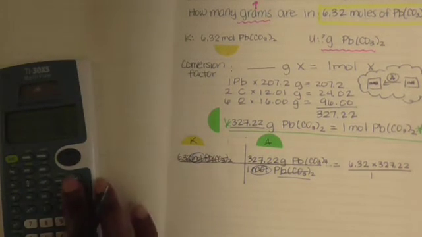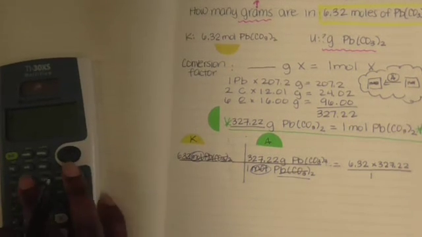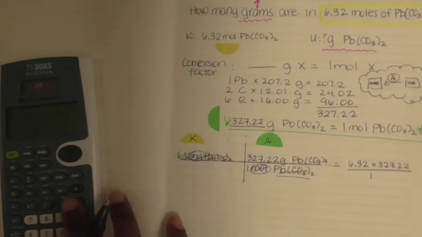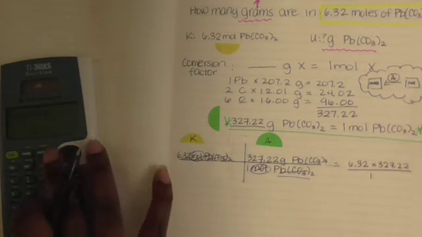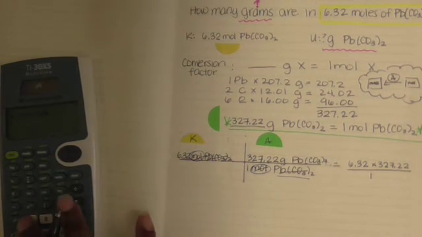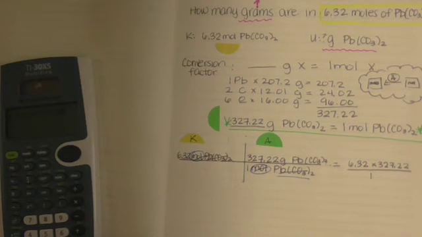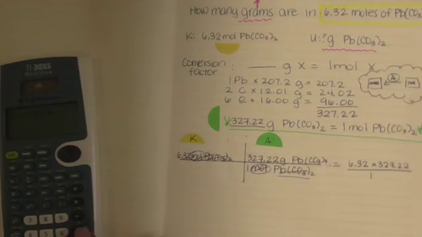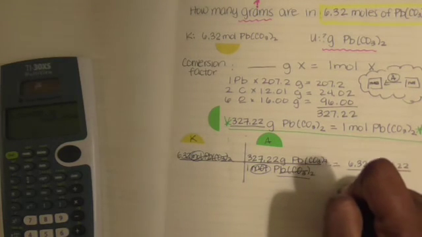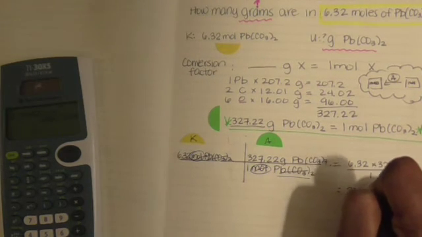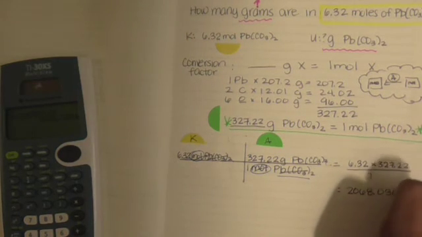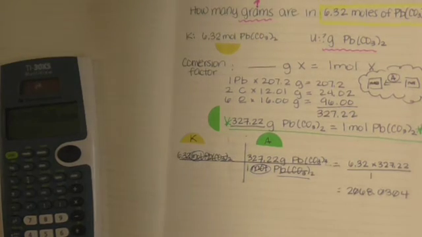A question that often comes up with students is, how do I know when to multiply and when to divide? The answer is, after all this time of doing chemistry, I don't. Without doing the dimensional analysis, I can never be sure. So don't try to remember it. Try to figure out how to get a consistent answer every time. 6.32 times 327.22. My calculator gives me the answer 2068.0304.